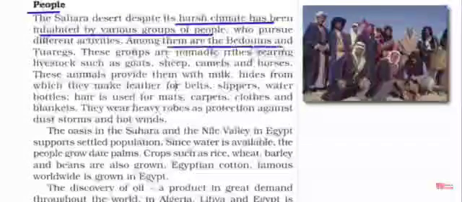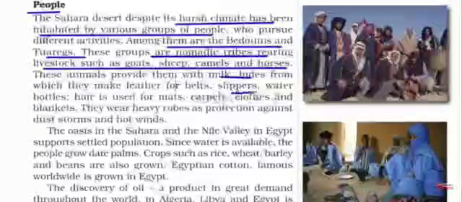Now let's read about the people in the Sahara Desert. Despite the fact that the Sahara Desert has a harsh climate, various groups of people live there and do what they are best at. Bedouins and Tuaregs are two such tribal communities. These groups are nomadic tribes, meaning they move from one place to another in search of food and shelter. Rearing animals such as goats, sheep, camels and horses are main activities, and they also rely on these animals for food, clothes, blankets, milk, etc.